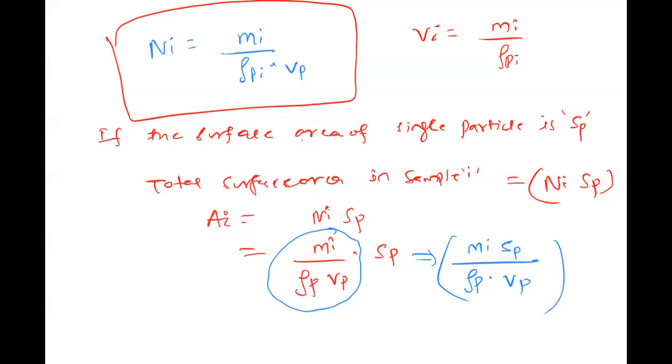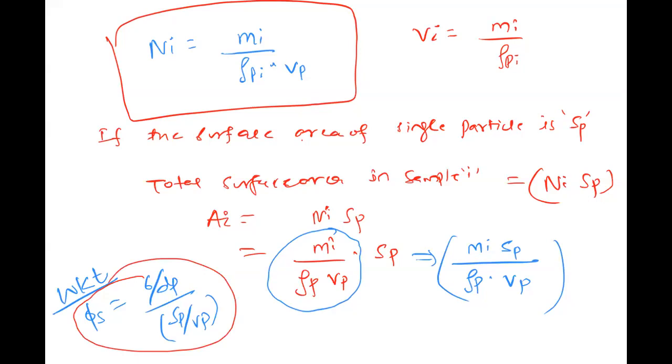So we want to introduce the concept of sphericity here. So we know that phi s equal to 6 by dp, Sp by Vp. Yes or no? Is it? 6 by dp, Sp by Vp. We already discussed this in the last class. Sphericity equal to 6 by dp, Sp by Vp. So why am I doing this? We want to introduce the concept of sphericity in total surface area. So from here, you will get the value of Sp by Vp equal to 6 by phi s dp. Is it clear? Or is there any doubt?